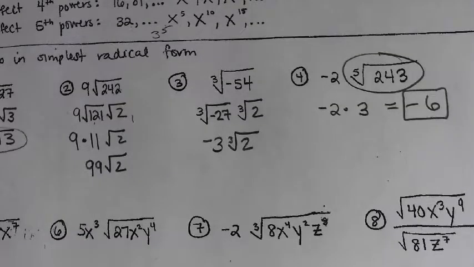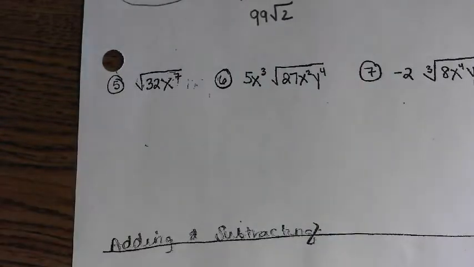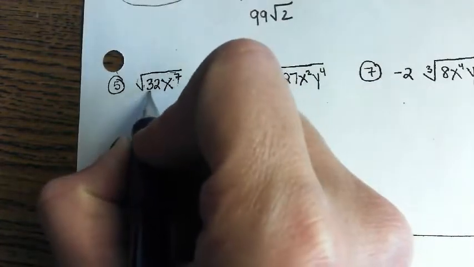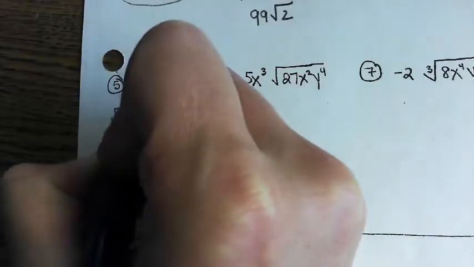Make sense? Okay, variables. Now this has a number term, which we're going to do the same. What's the biggest perfect square that goes into 32? 16. So root 16, root 2.